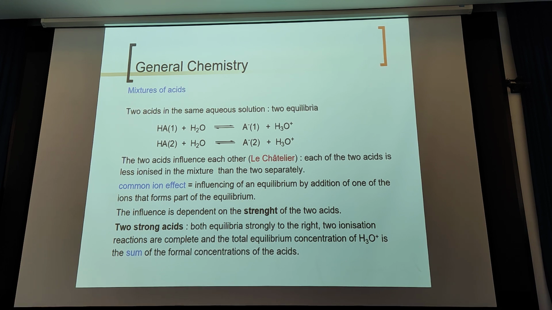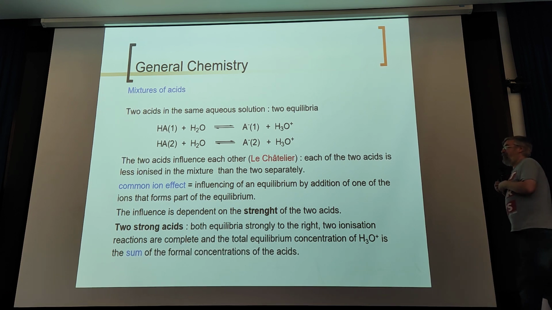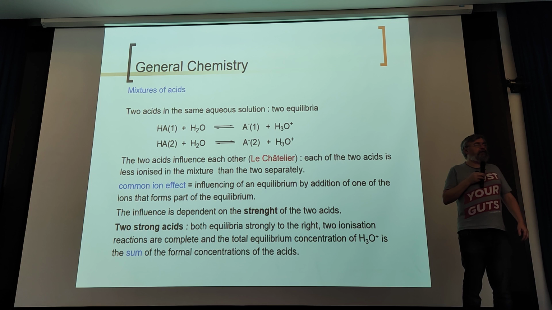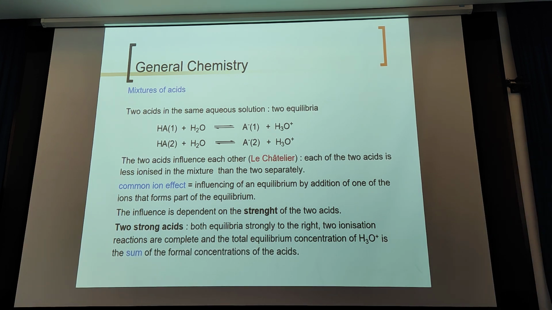So we can think about the law of Le Chatelier. If you add one of the products, that means you actually move back to your reagents. So you could say one ionization suppresses the other. And this is called the common ion effect, or same ion effect. So if in two equilibria you have the same ions, or the same substances, the one equilibrium will influence the other.